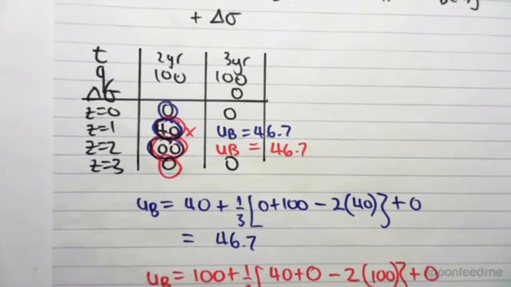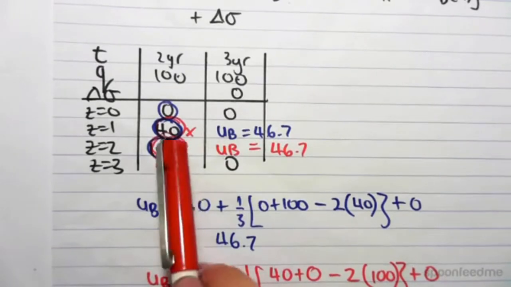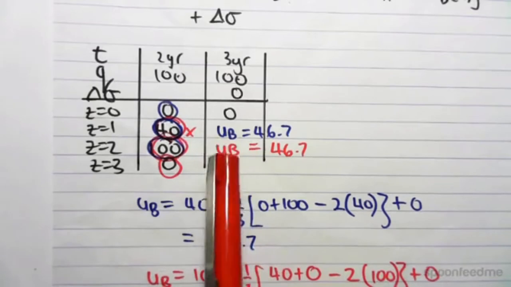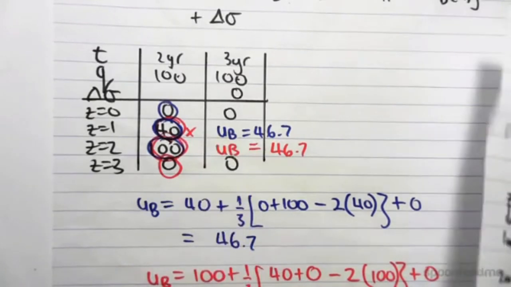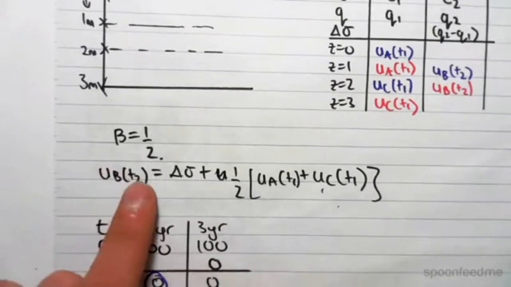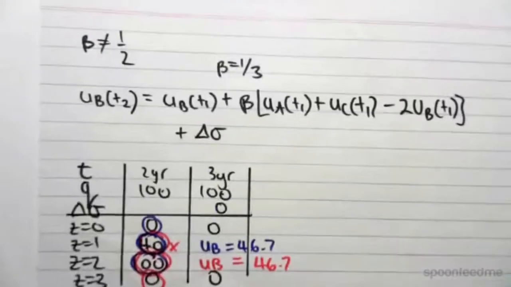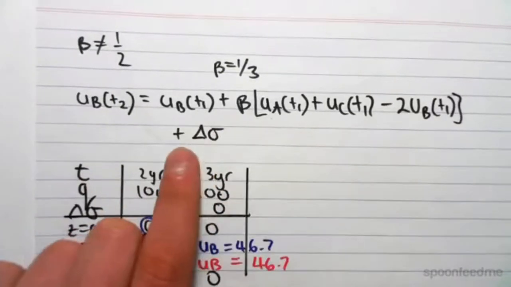Okay, so don't worry so much about the numbers, just understand the process of how we march a solution from one point to another point, and that the formula we use is dependent on whether beta equals a half or whether beta does not equal a half. We use this formula. Okay.